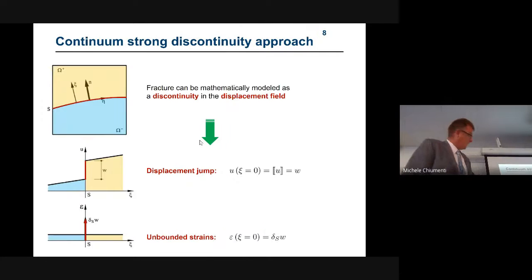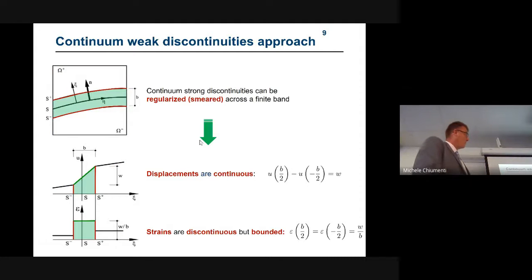As you can understand, this is difficult to tackle by finite elements. Okay? So the second possibility is to say, okay, we can try to regularize this jump within a band, and the size of this band is B, okay, at continuum level. So in this case, the same jump as before is regularized through a band of this size. And this allows you to have a bounded strain field. Still discontinuous, but bounded. So you can work with it.